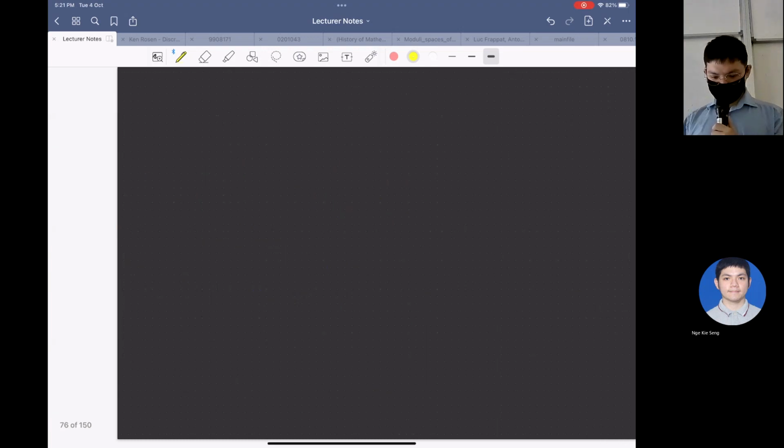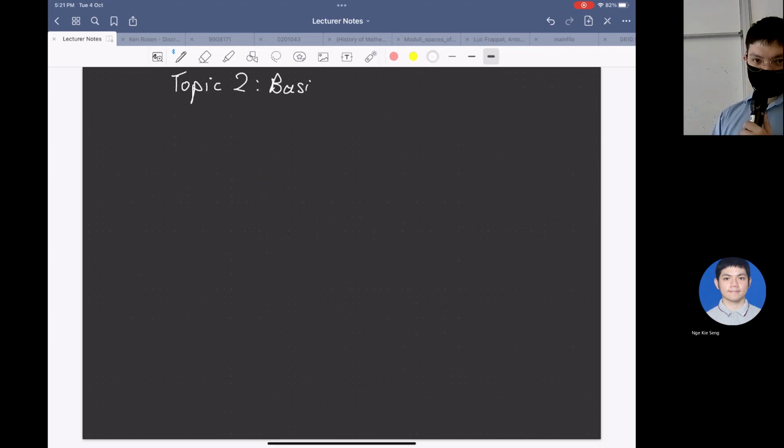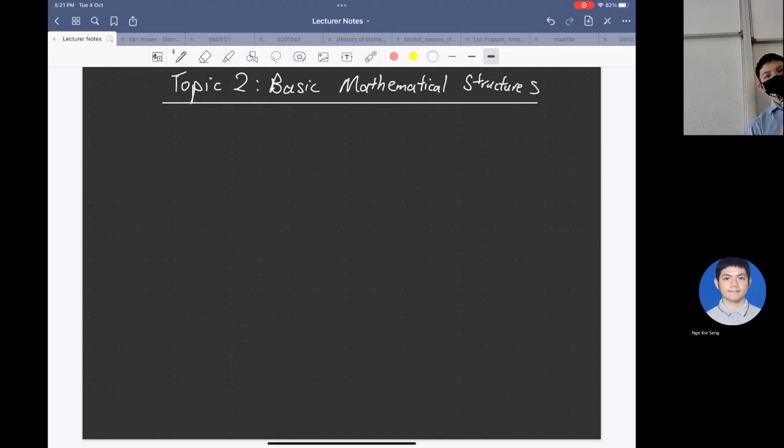Okay. Next, we're going to the second topic, Topic 2. In this topic, we'll learn about sets, and then functions. To talk about functions, we need to talk about sets first. So we need to have some space to work with.